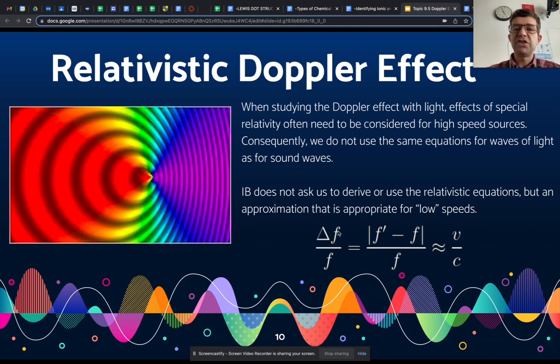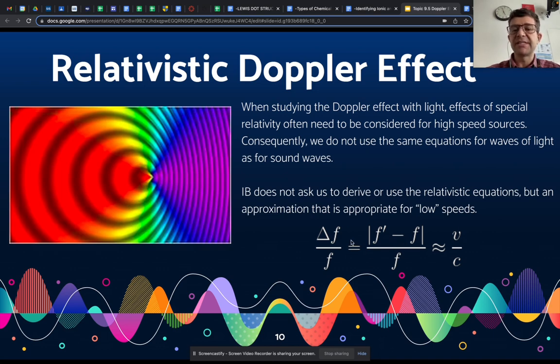The relative change in the frequency of light observed, in other words, the change in frequency divided by the frequency, is approximately proportional to the speed of the source divided by the speed of light. So our change in frequency, or f prime minus f, is just proportional to v over c. And you can rearrange this to find an equation for f prime. It would just be f prime equals 1 plus v over c times f.